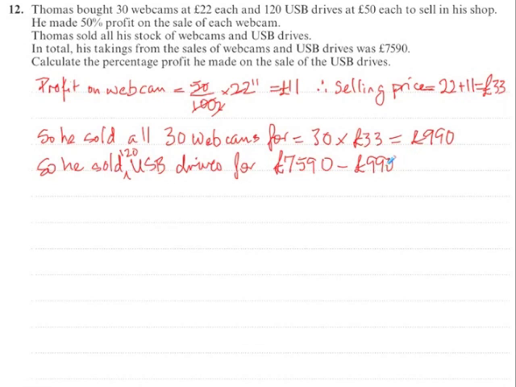And so we take the 990 for the 30 webcams from the total, which again you can write these numbers one under the other and subtract in the normal way. So taking 90 from 90 is going to leave 0, so all we need to do is take 9 from 75, which leaves us with 66 and the 2 noughts, so £6,600.